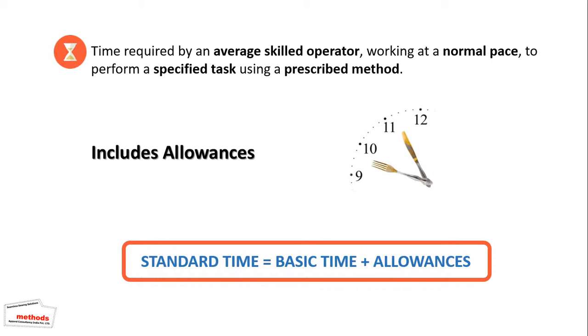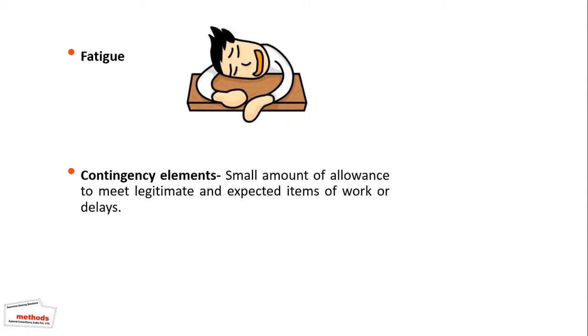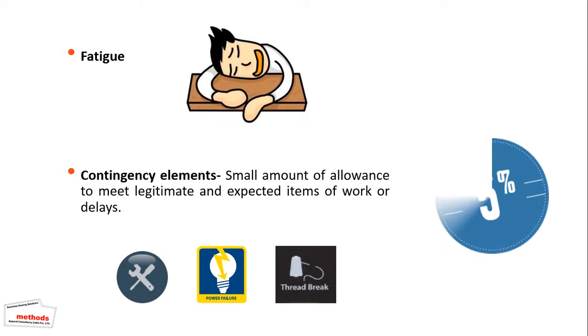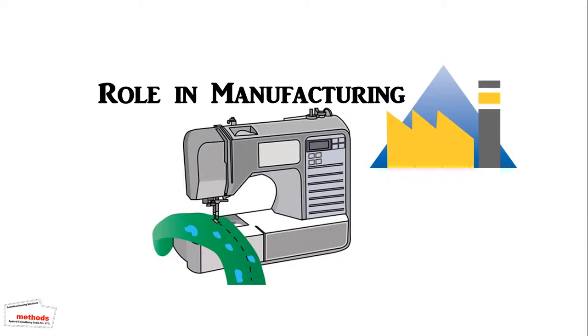Some of the allowances added while calculating the standard time are fatigue and contingency allowances, which is described as a small amount of allowance added to meet any expected items of work or delays. Now this could be defects and reworks, power failures, or even thread breaks, and together comprise only 5% of the basic time.